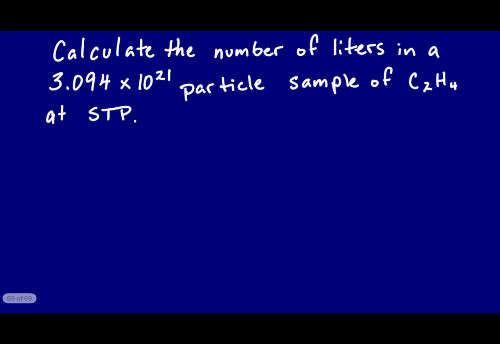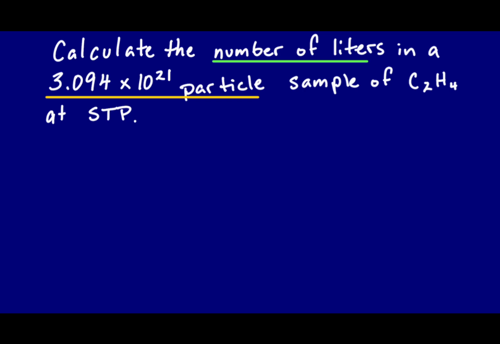Let's do this last example together, and then I think that'll be a wrap. Our given value here is 3.094 times 10 to the 21st number of particles of C2H4 at STP. We are now looking for the number of liters. As soon as we see units of particles, that should then tell you we have to use Avogadro's number. Whenever you see units of liters at STP, that should tell you you have to use molar volume. So we have two converting factors we are going to need for this. So that means this is going to be a two-step conversion.